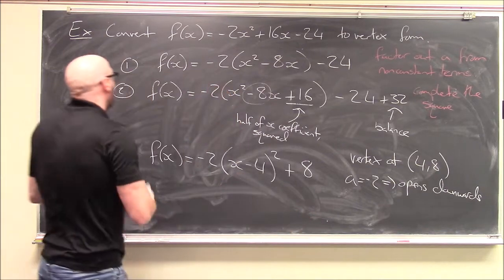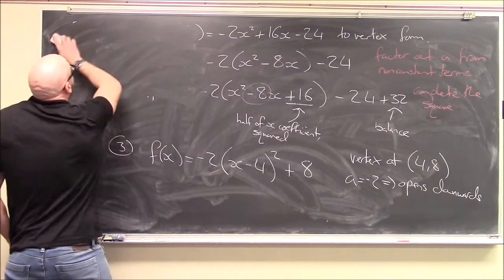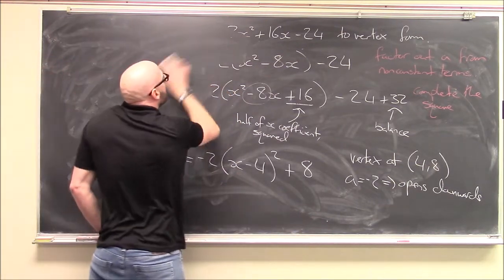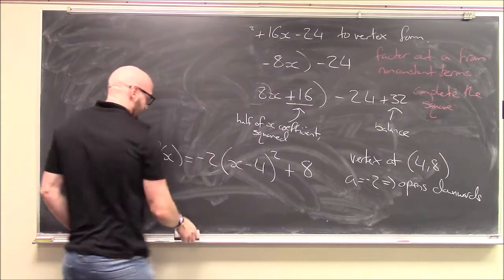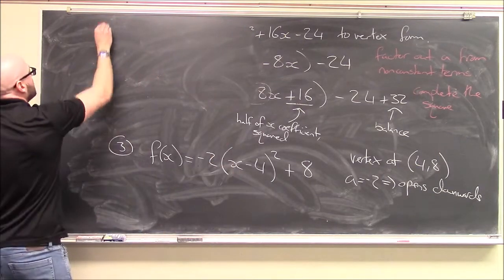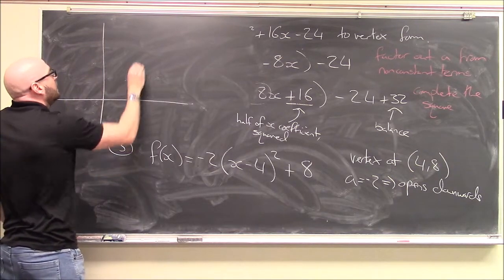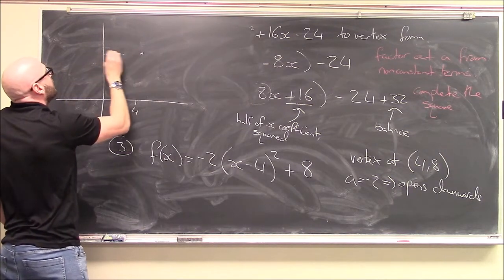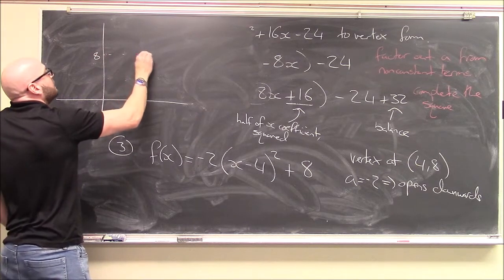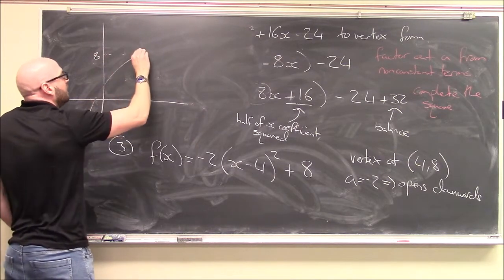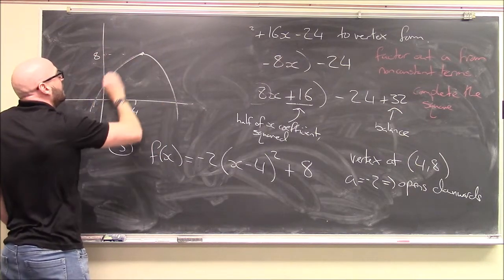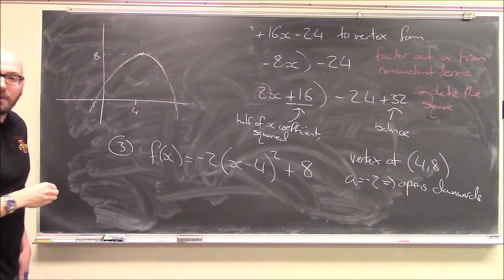And if I wanted to do a very quick, very rough sketch of this, maybe I'll call this 4, let's go up to a point that maybe I'm calling 8. There's my vertex, and it opens downwards. So very roughly, that's what the graph looks like.